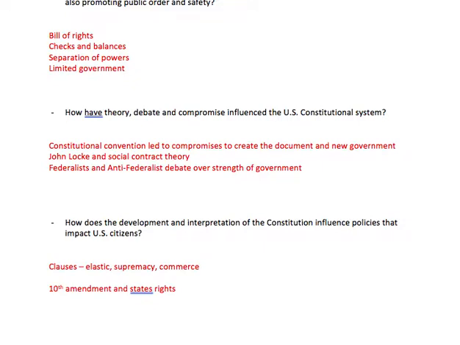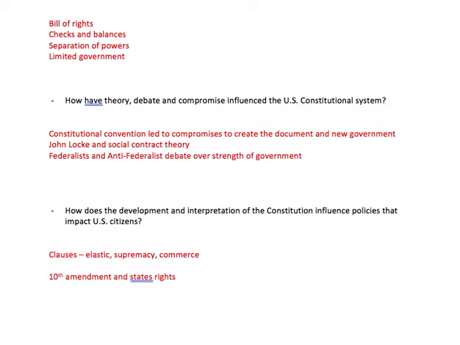However, theory, debate, and compromise influenced the constitutional system. At the convention, that led to many compromises between the states, whether it's big states, small states, slave states. They looked at different ways to vote people in. John Locke and social contract theory was also adopted in the Declaration of Independence and in the creation of the Constitution. And then you have these factions, Federalists and Anti-Federalists, who were debating over the strength of government, and those compromises between those two groups had to be achieved before the creation of the Constitution.